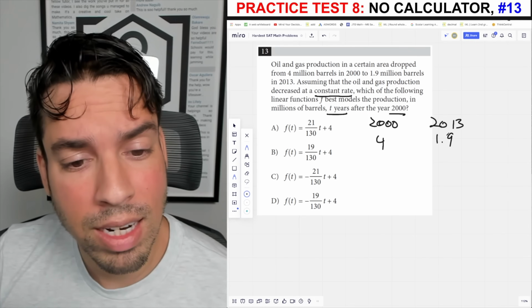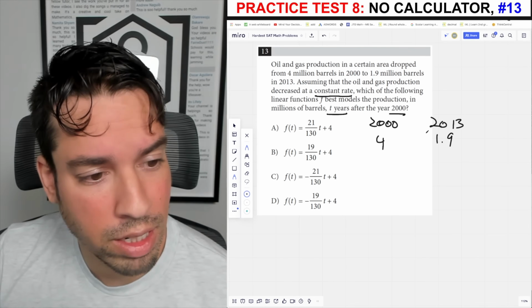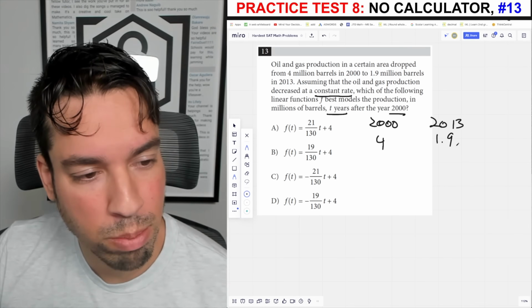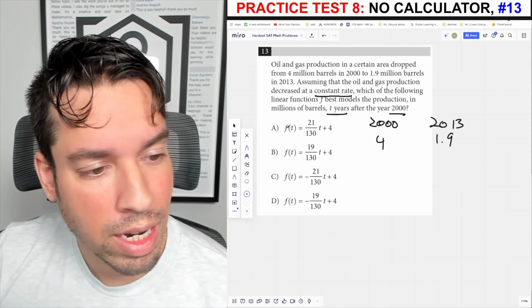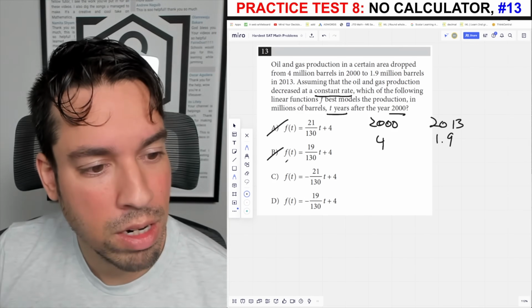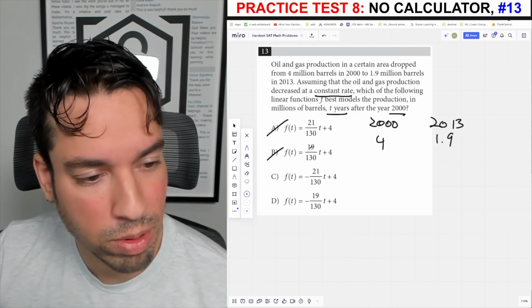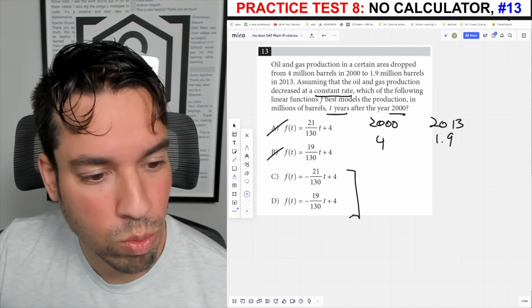This, of course, means that I should be able to plug in 13 to the correct equation and get 1.9. Now, first of all, if this is a decrease, that means that we need a negative slope. So A and B are out because these, as the years go up, would simply increase. So now I know it's down to one of these two.